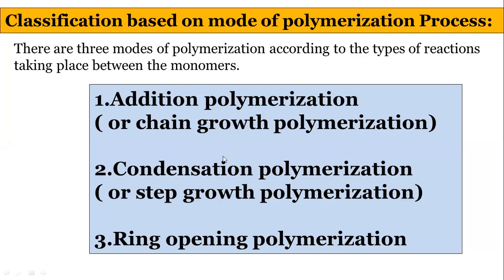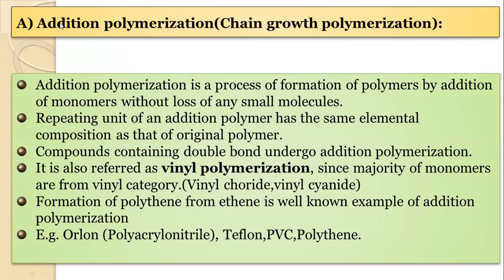In the case of condensation polymers, what is happening? The chain of the polymer grows stepwise. First step, then second step, like this. And the third one is ring opening polymerization. So in detail, we will see one by one what is meant by addition polymerization. Addition polymerization is also called chain growth polymerization. As I just told you, in addition polymerization the chain will grow across the double bond. So I will explain in detail here.